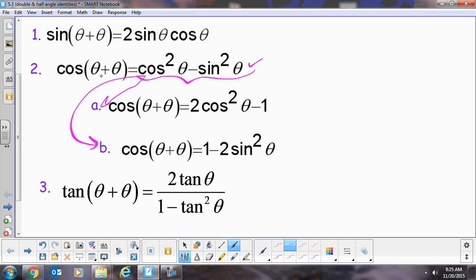Using the sum difference identity, in this case it's going to be all sum. How do you expand that? You get cosine squared theta minus sine squared theta. Okay, once you prove this first one, go from here to get this one and this one. These are easy.